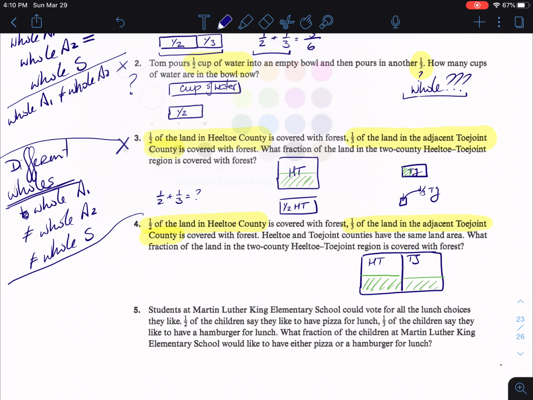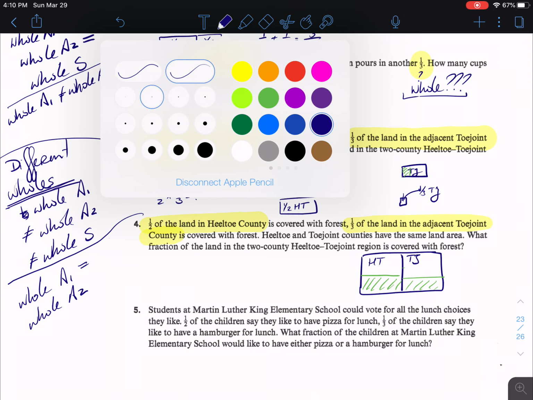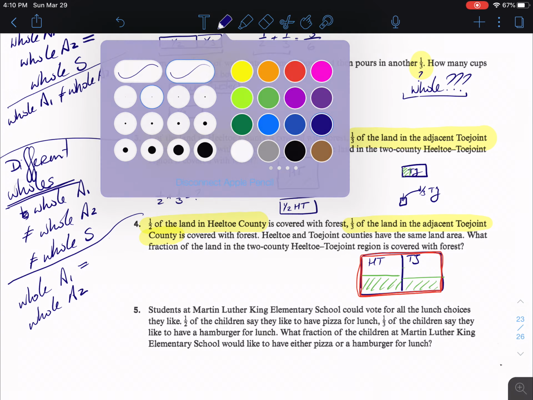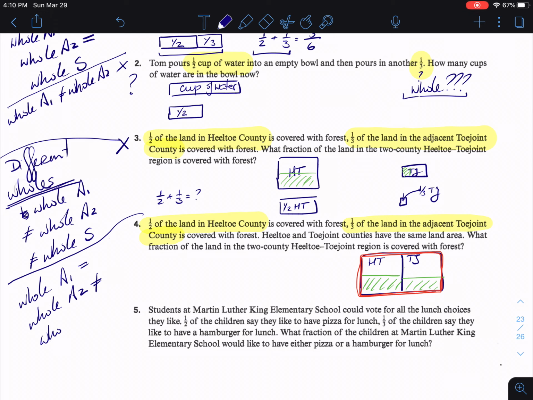Now, we know that the whole for the first addend, the heel-toe county, is equal to the whole for the second addend, the toe-joint county. But what is it asking? It's asking what fraction of the land in the two-county heel-toe-toe-joint region is covered with forest. So of this region, of this whole, how much is covered with forest? Is it 5/6? Again, it's less than half.